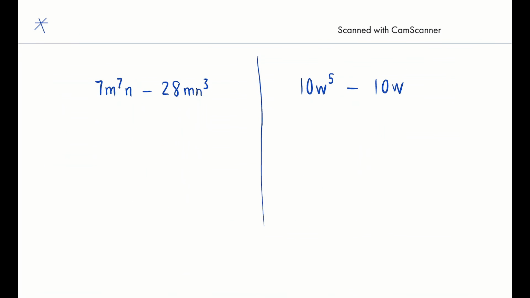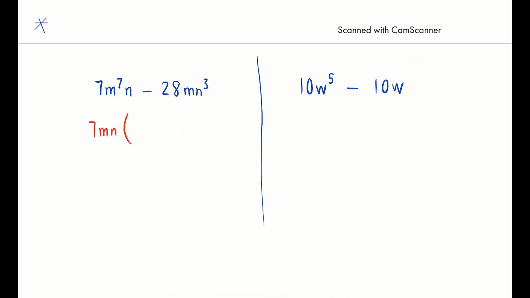These two actually right here. Let's start with this first one. What can we pull out of 7 and 28? 7. How about m to the 7th and m? I can pull out m. And then n and n cubed, I can pull out an n. So I can pull out 7mn. Let's see what it leaves me with.